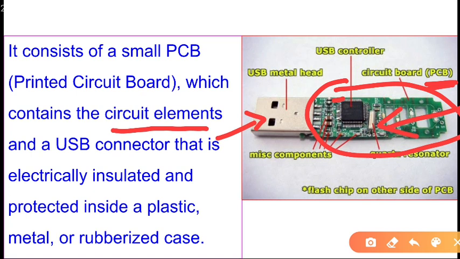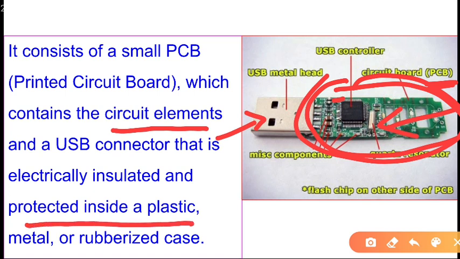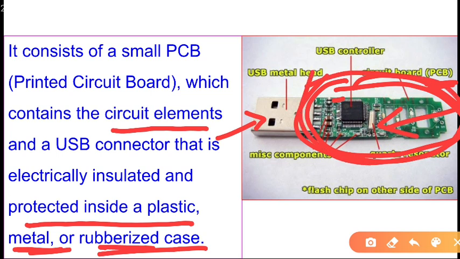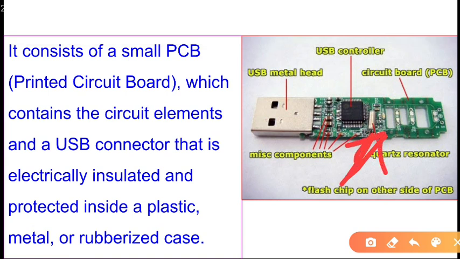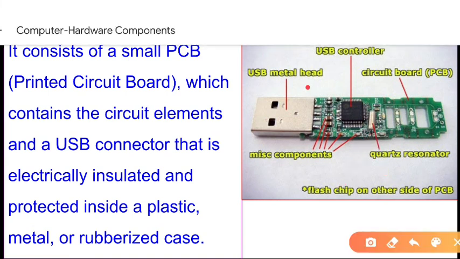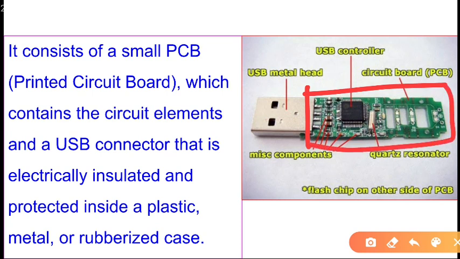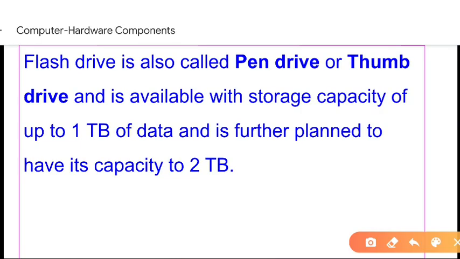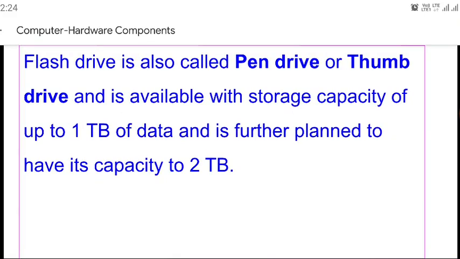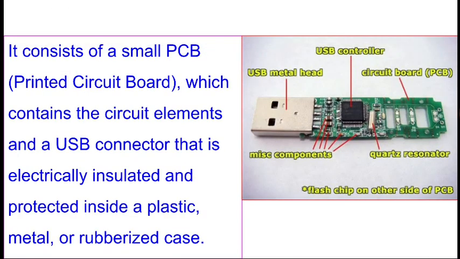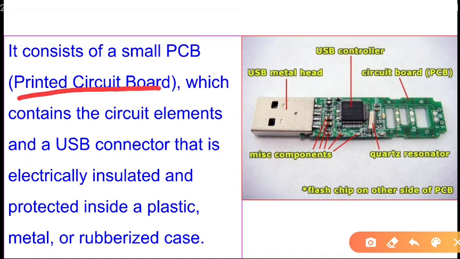Now on top of this, they use a plastic cover to protect it, or they can also use a metal cover or a rubberized case. So this is how the pen drive looks from the inside. It is protected with the help of a plastic, metal or rubber cover. Okay, so what is the full form of PCB? The full form of PCB is printed circuit board.